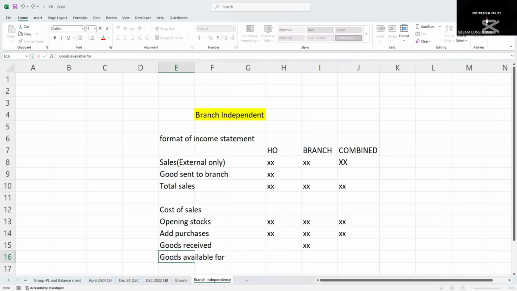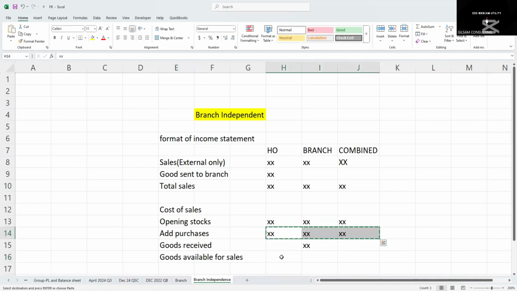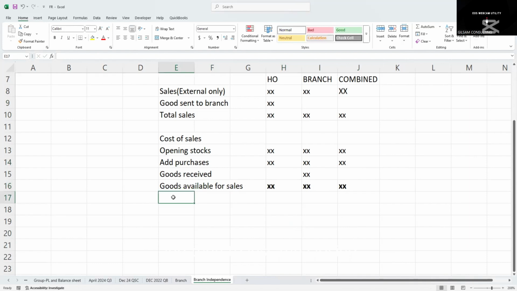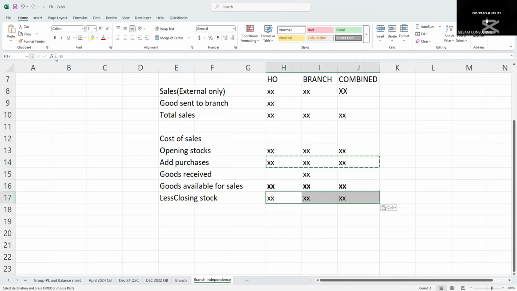for sales, goods available for sales, and then less the closing stock. But this closing stock should be in brackets. It shows that it is a negative. The same case with the other two.